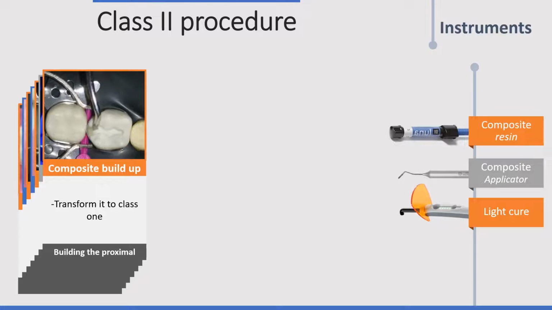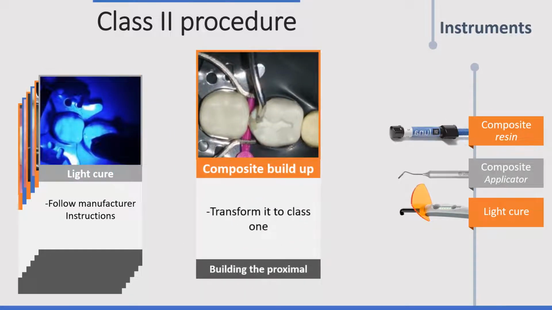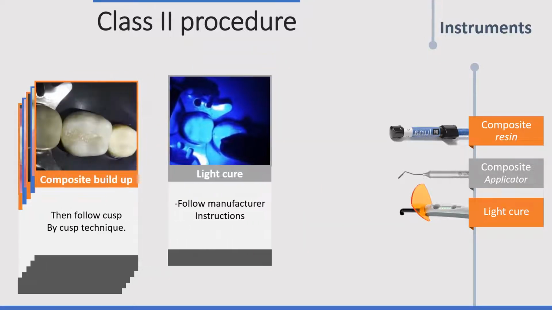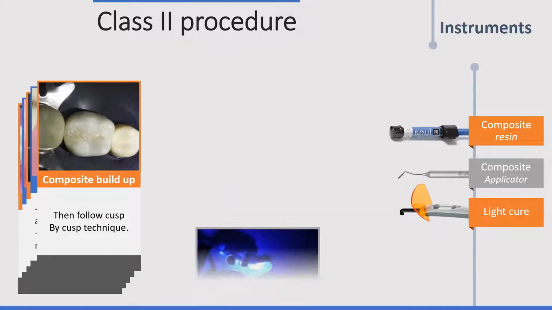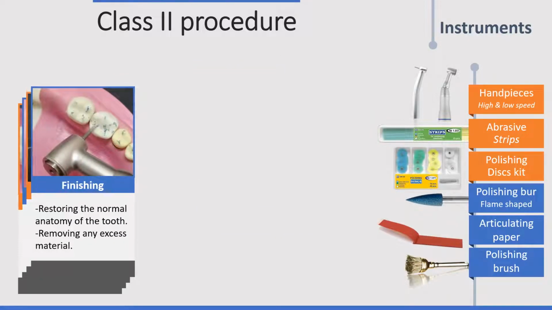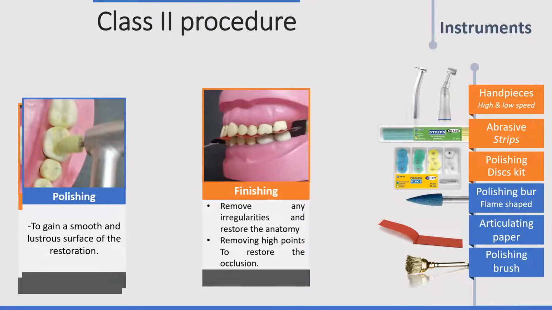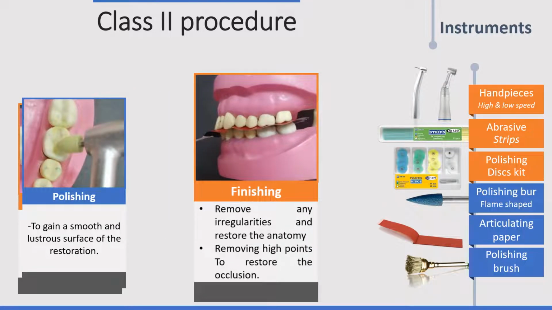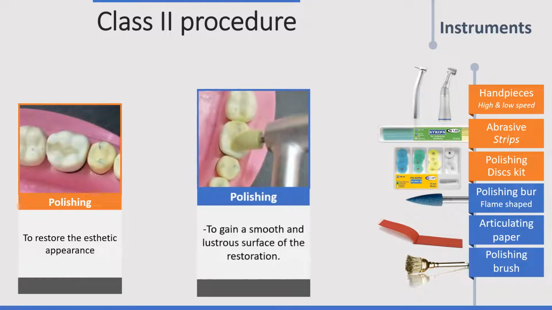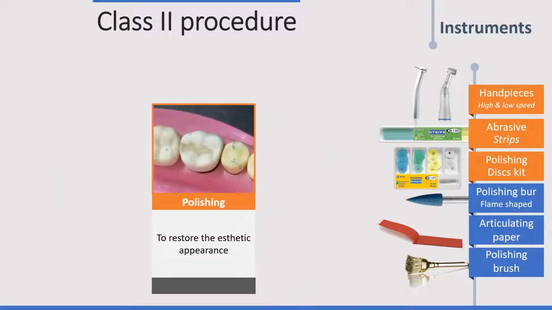Materials stay the same. For building, we need to start with proximal surface, transferring it into Class 2. Then light cure for that layer, and follow cusp to cusp. Same finishing and polishing instruments too. For finishing, we need to make sure that we obtain smooth surface and normal anatomy of the tooth. Also remove any excess or irregularities and make sure the occlusion is accurate all the time using our articulating paper. Polishing is also essential to gain lustrous and normal appearance of the restoration and also restore the aesthetic appearance.